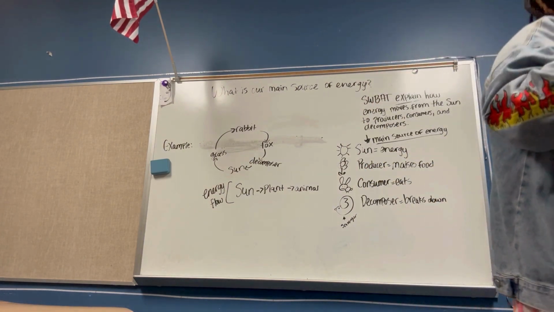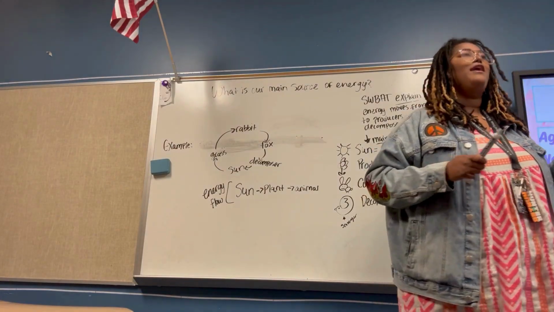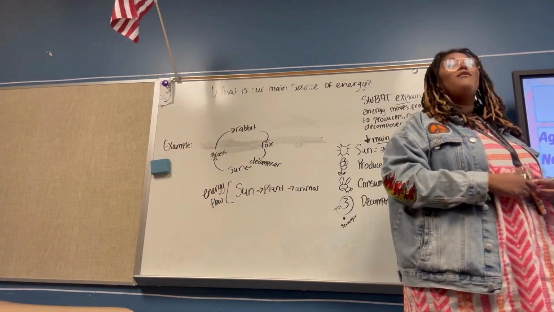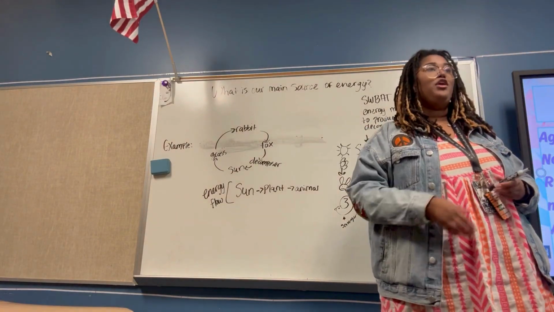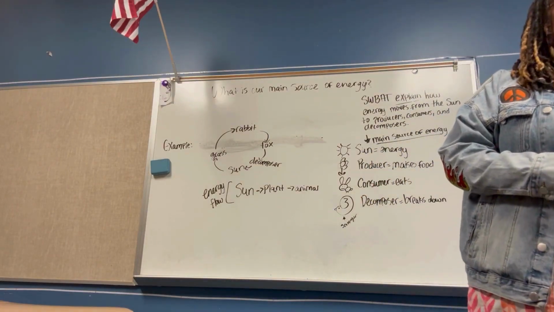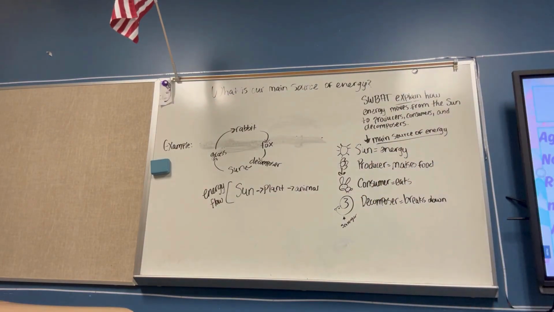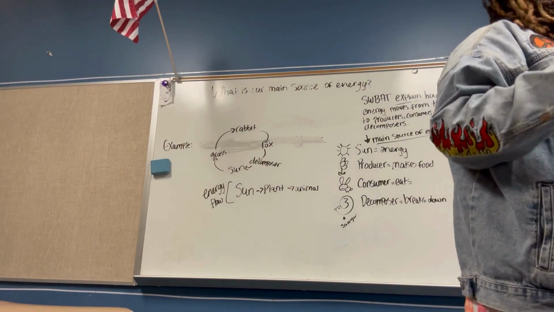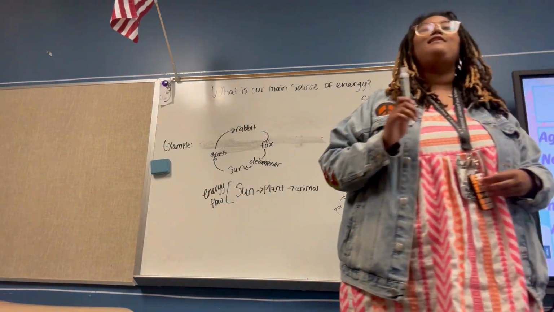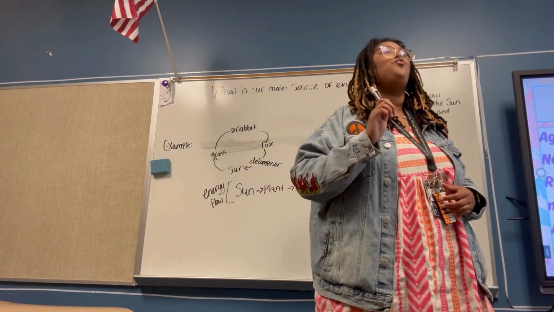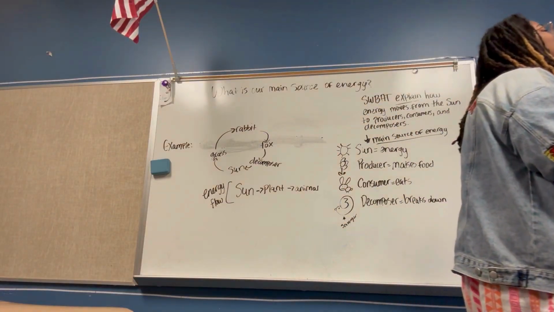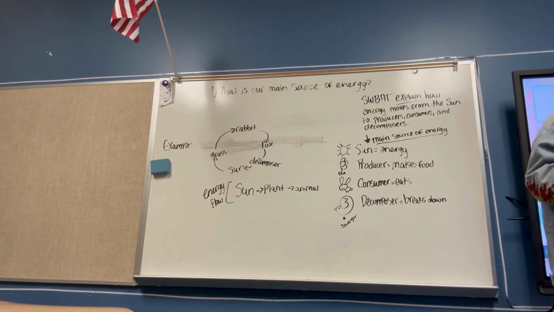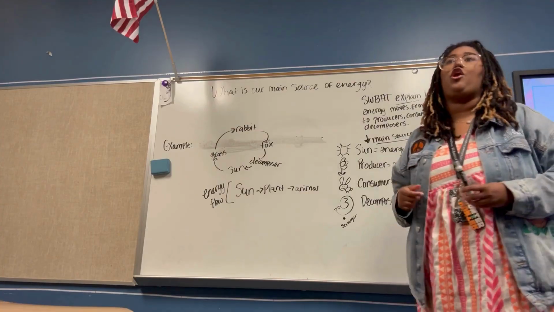Now, we're gonna do another turn and talk, right? I want you to go ahead and grab your elbow partner again, and I want you to answer this question for me. Why is that important in a food web? I want you to take 30 seconds to think about that, and then we're going to talk with our elbow partner.